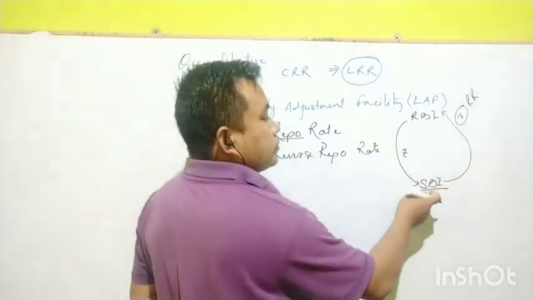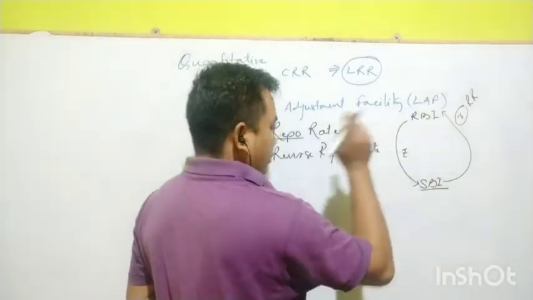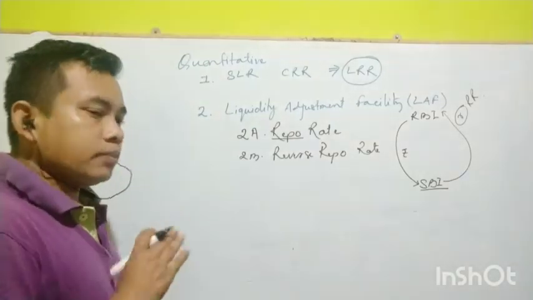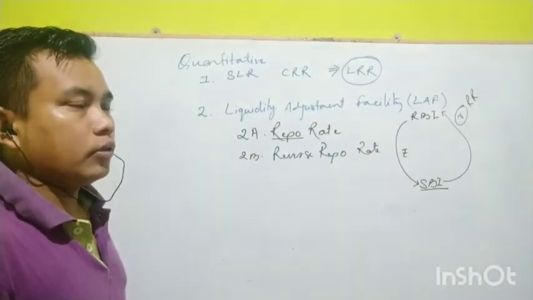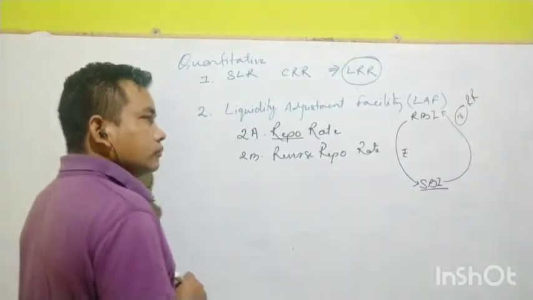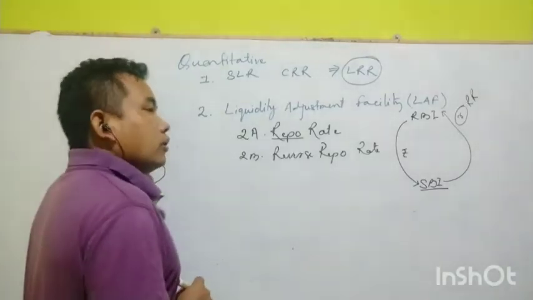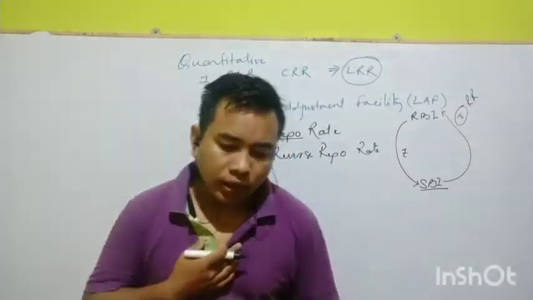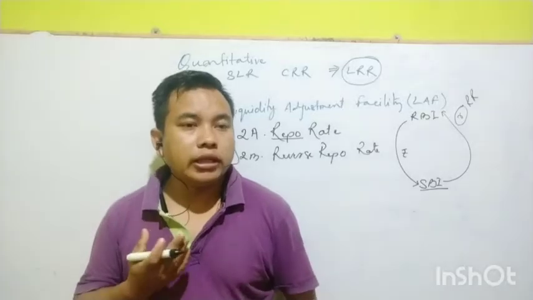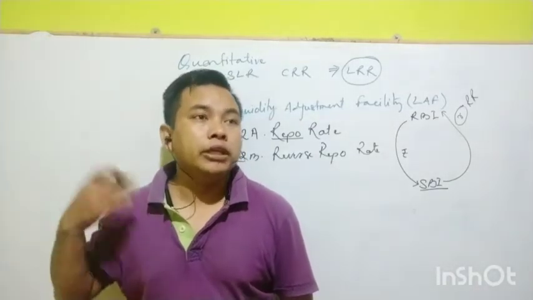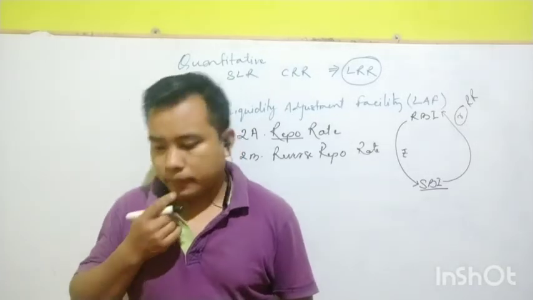That is why SBI will borrow money from RBI. It's very normal. Actually this is the normal reality. In that condition, when SBI needs money, they borrow money from the RBI, and RBI charges interest, which is called the repo rate.